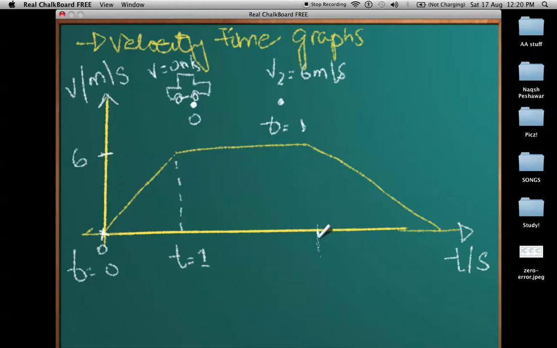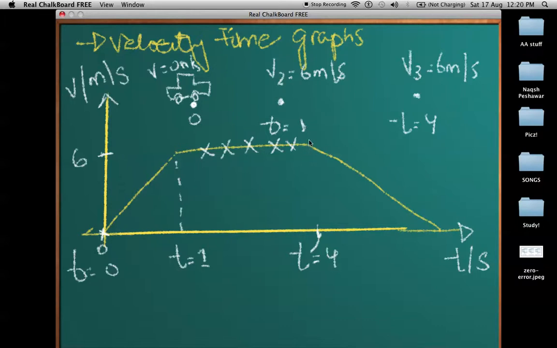Then, for example, this is time t equals 4 seconds. Till time t equals 4 seconds, the velocity of the car remains constant. It's constantly moving at the same velocity. Till time t equals 4 seconds, the car has the same velocity as it had, since all of these are at 6 meters per second. So the car is moving at the same velocity as it was moving earlier.